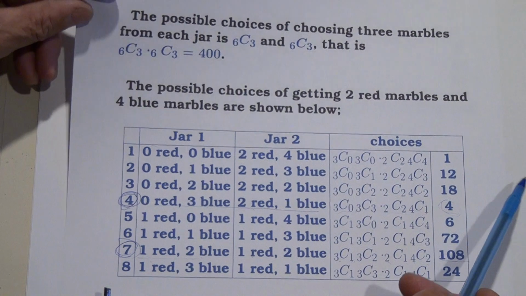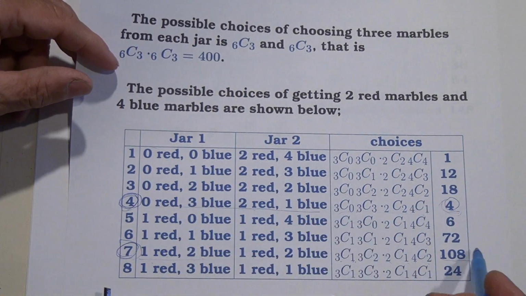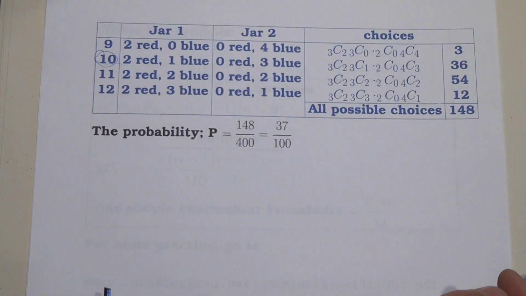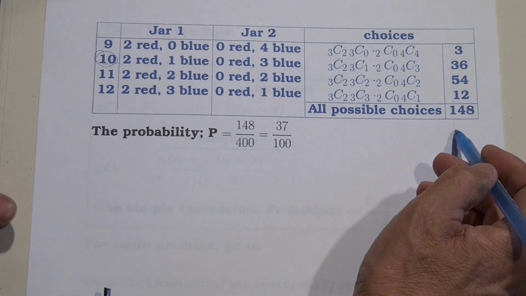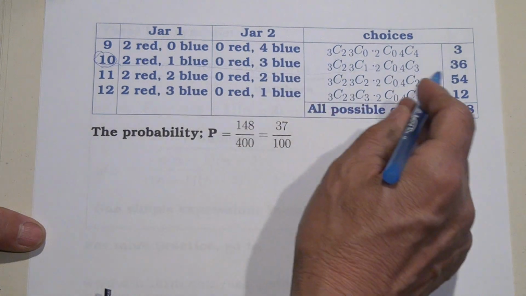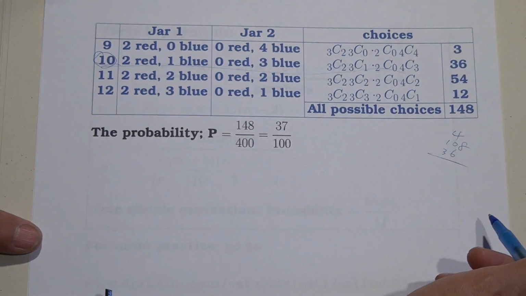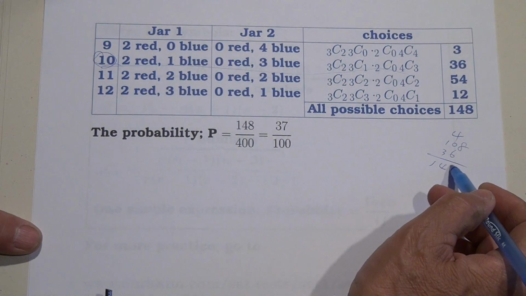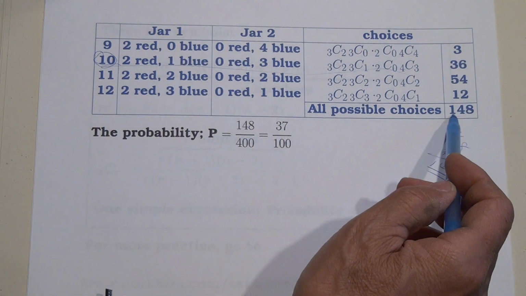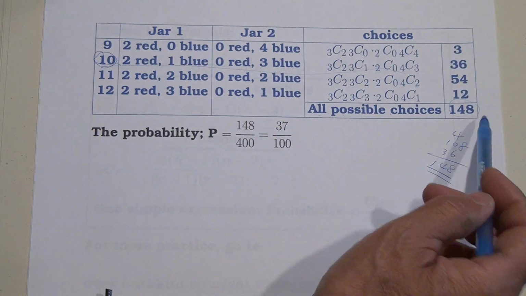Okay, look at here again. Number 4, the case was 4. And number 7, if you calculate, 108. Remember, 4 and 108. And here number 10, when you calculate it was 36. If you add all these 3 values, you get 148. All possible acceptable cases are 148.